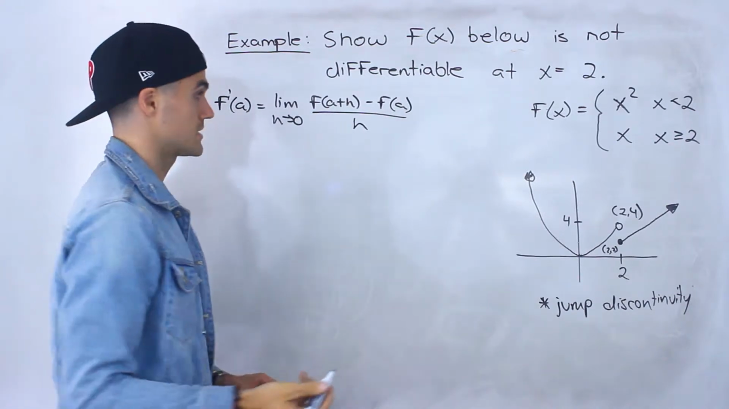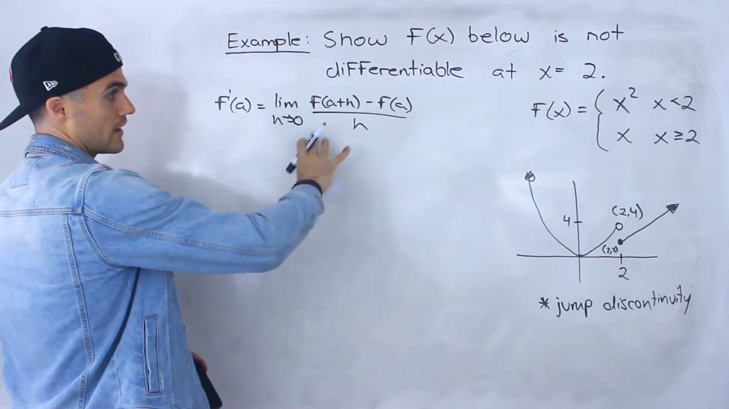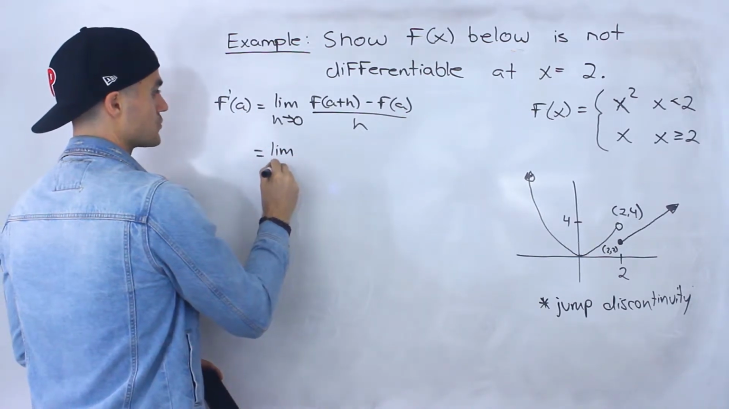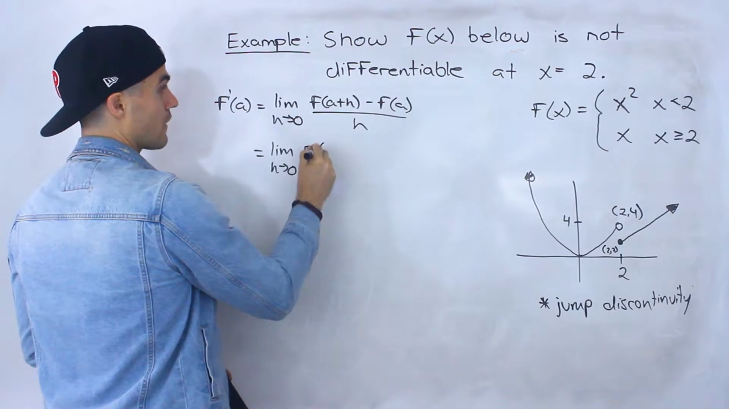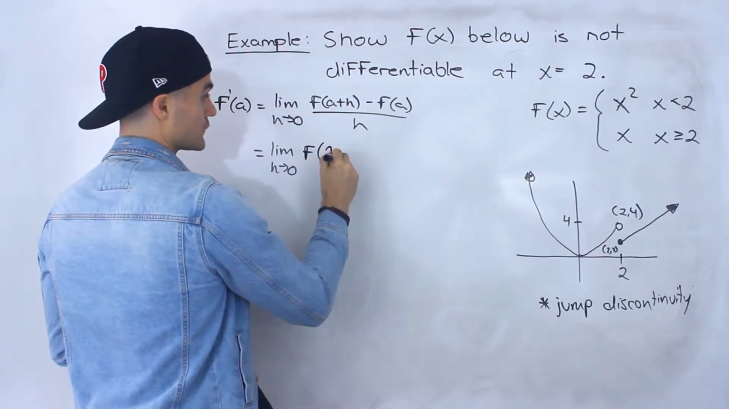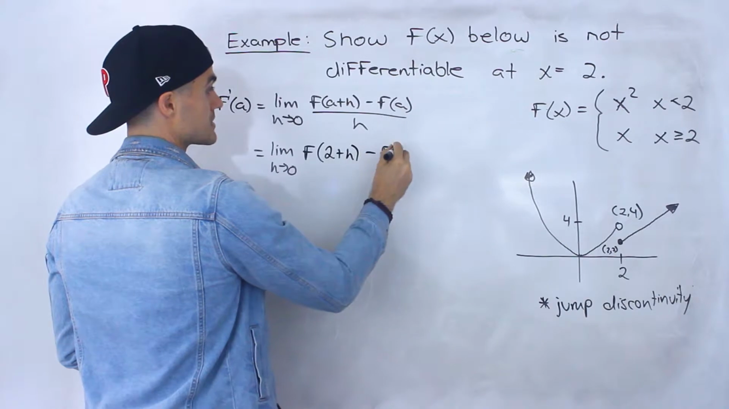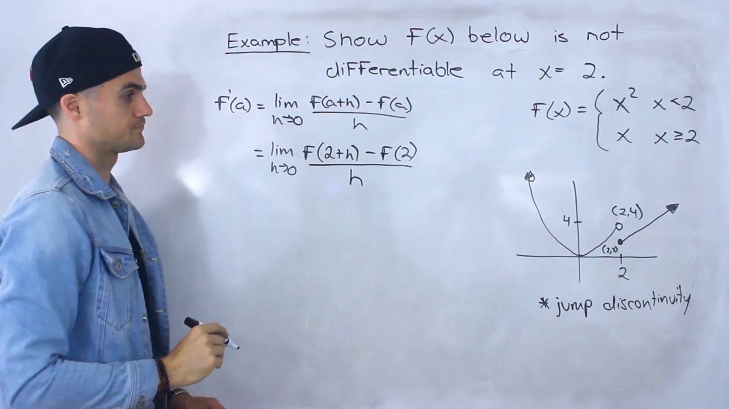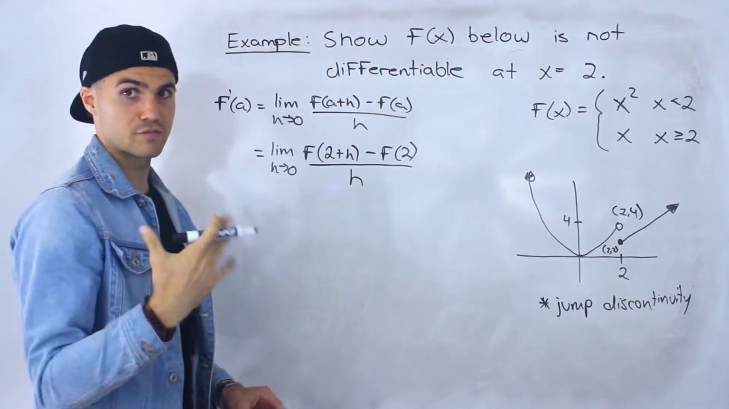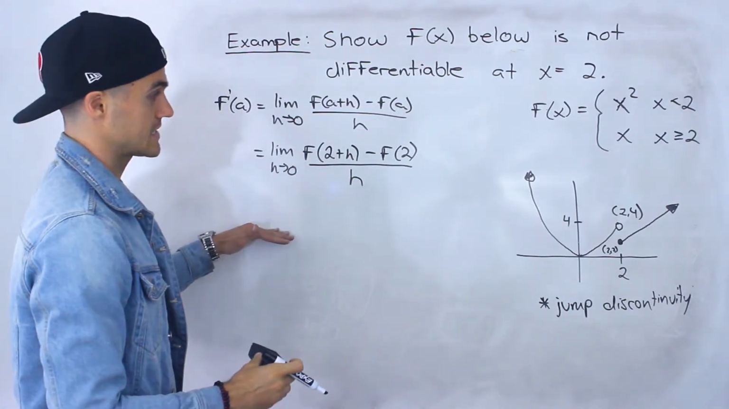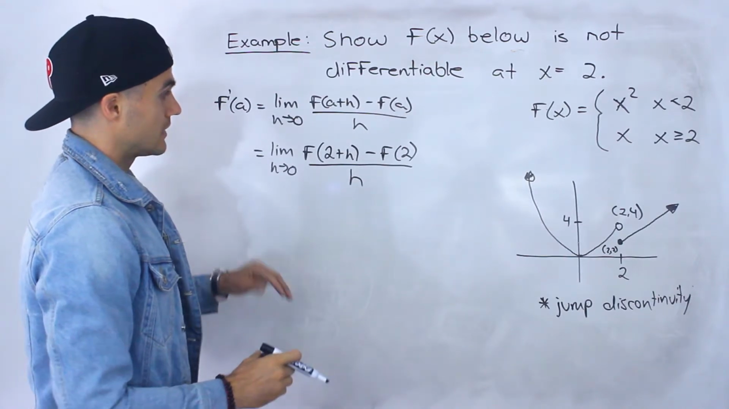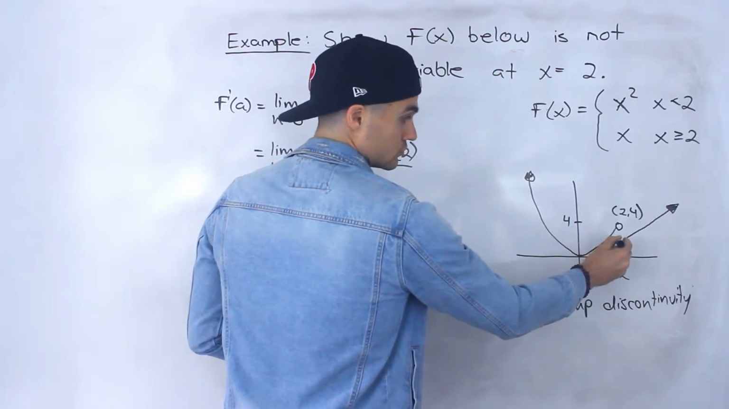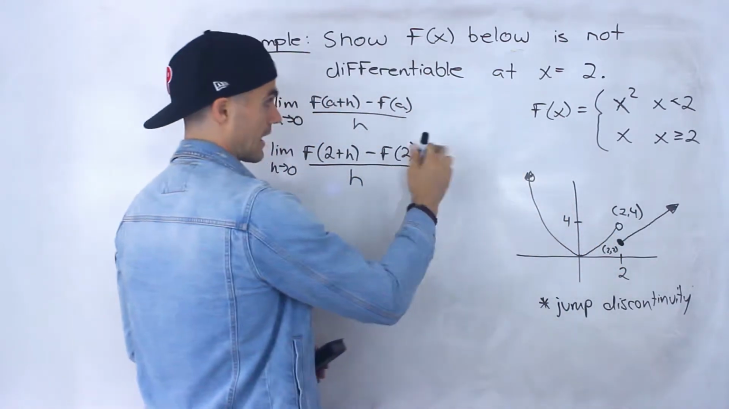does not exist. So applying this to what we have, we're going to have the limit as h approaches 0 of f of, notice the a value is 2, so we'll have f of 2 plus h minus f of 2, all over h. And here is the first problem with the next step. Notice that f of 2 is going to be 2, okay?